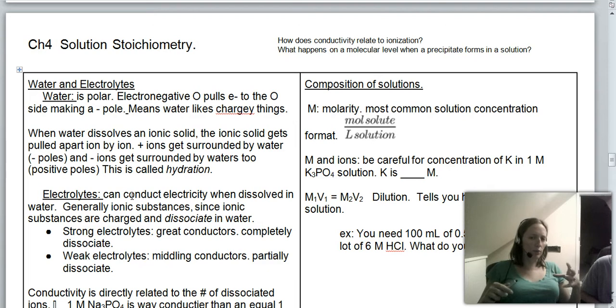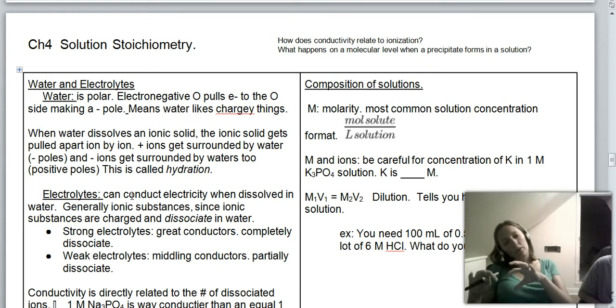Because the water is polar, if you throw an ionic solid in there that is actually soluble, each individual ion of the salt will be surrounded by the water molecules. If it's a positive ion, it's getting surrounded by the negative side, the oxygen side of the water, and if it's a negative ion, it gets surrounded by the positive side of the water.